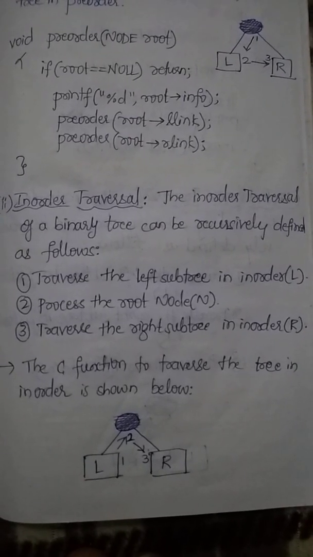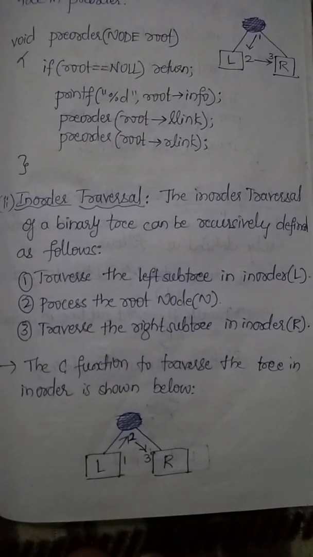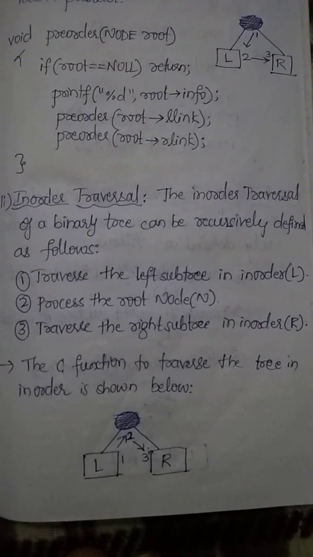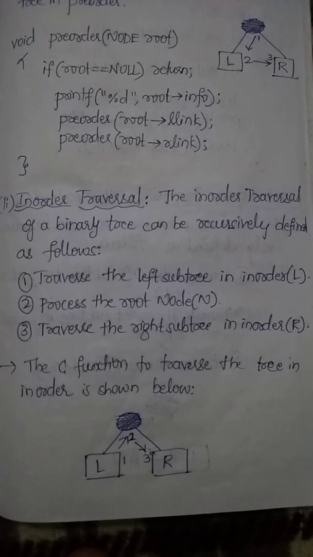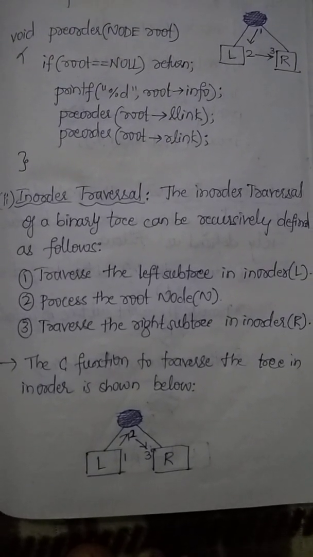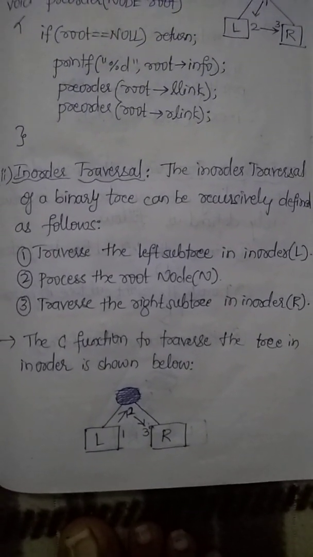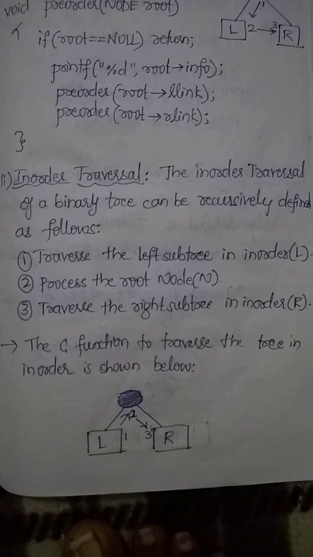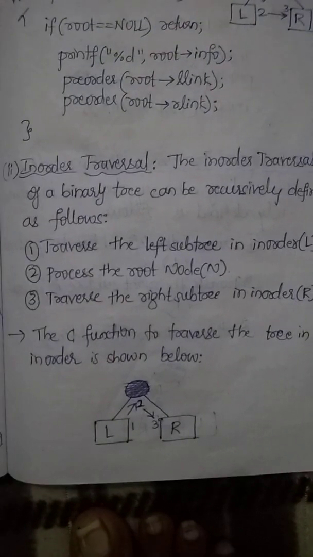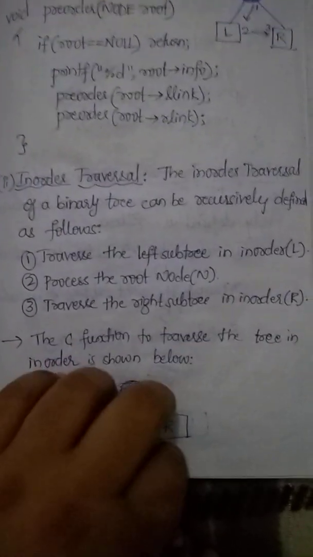So in pre-order the root node appears at the first, before, then the left subtree, then the right subtree. In in-order, first we go for the left subtree, then the root node, and then lastly the right subtree. So the figure below helps us to write the C function to traverse a tree in order, right? So let us see the function.